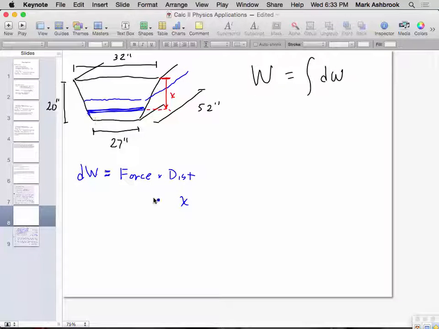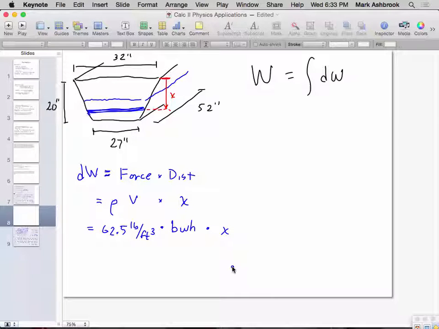Okay, so force is going to be weight density times volume. And that's our 62.5 pounds per foot cubed times, what's the volume of our typical layer? Yep, base times width times height. So the weight density times the volume will give us pounds. Pounds times the distance it goes.